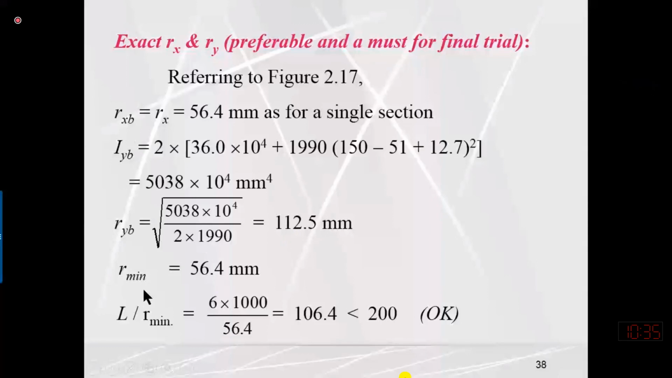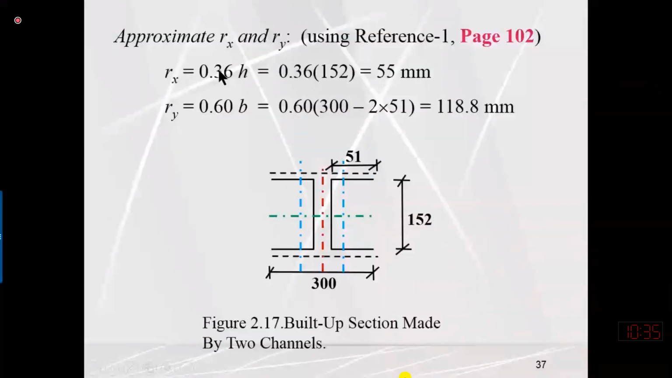So r minimum is the lesser value out of these two. The lesser value is 56.4. So we will compute the slenderness ratio L over r minimum. This is 6 multiplied by 1000 to convert to millimeters, divided by r minimum. The answer is 106.4, which is less than 200. So it is okay. In an examination, or if you have very little time, instead of computing the actual ryb, you can use some empirical relationships which are given over here.